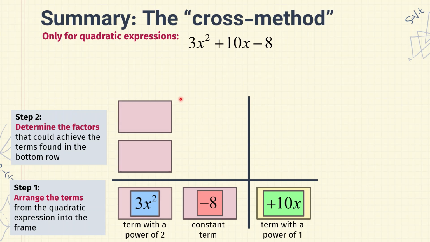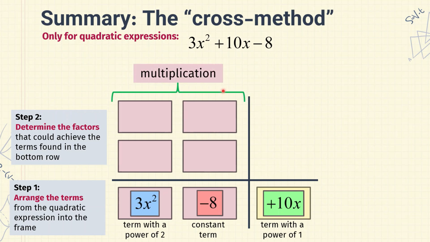So we are looking at filling these up to achieve these terms over here. And in this area, we are looking at doing multiplication only. To achieve a 3x squared, one possibility is 3x multiplied with x. So we know that 3x times x will give us 3x squared. Then to achieve an 8, like I mentioned earlier, we ignore the minus sign first. We know that 4 times 2 gives us 8, so we could have 2 first, followed by 4.